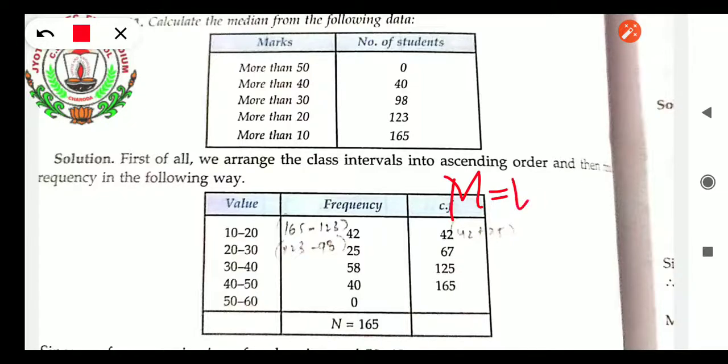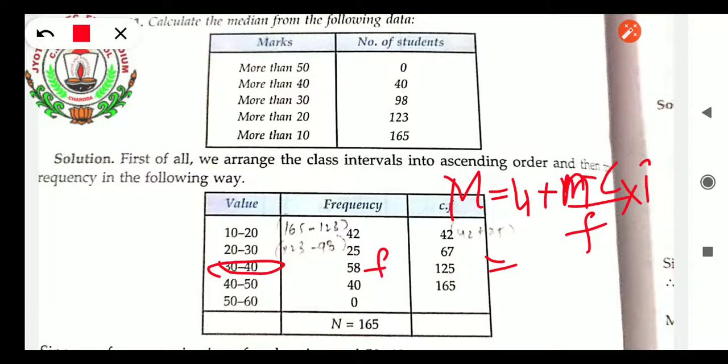That is L1 plus (m minus c) divided by f into i. Okay, what is L1? 30 to 40 is the median class. This is f and this is c. So 30 to 40: 30 is the L1, 40 is the L2, 30 is needed. 30 plus (m, which is 82.5) divided by 2... divided by f, 58, minus c.